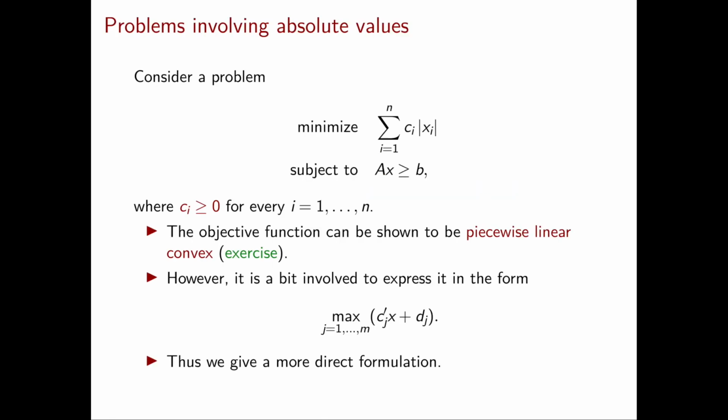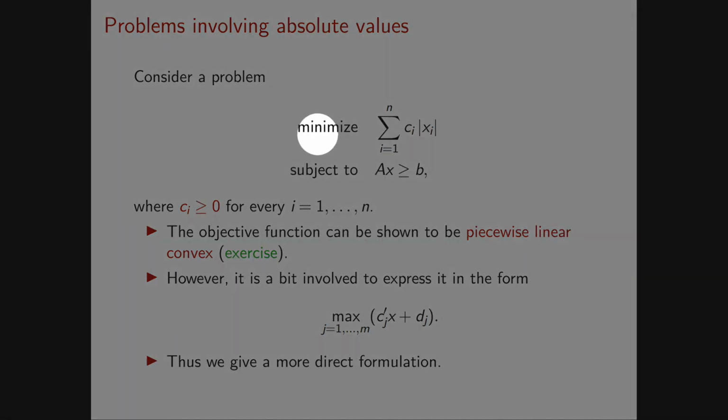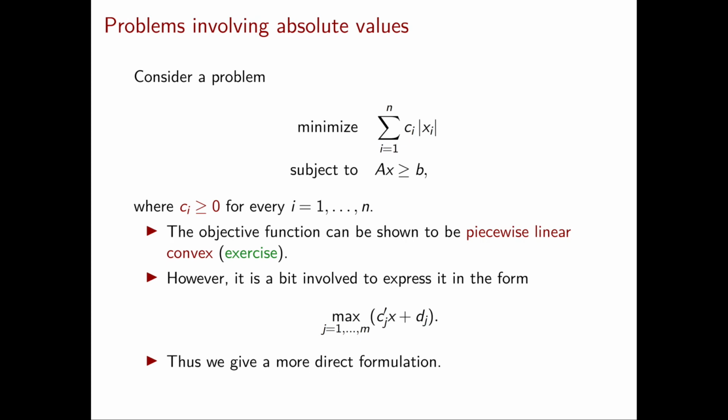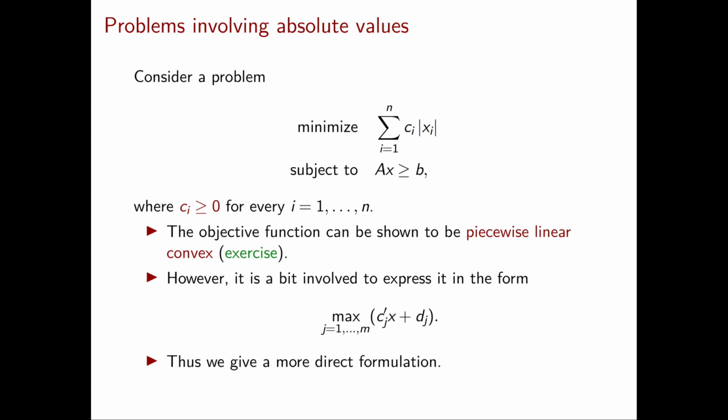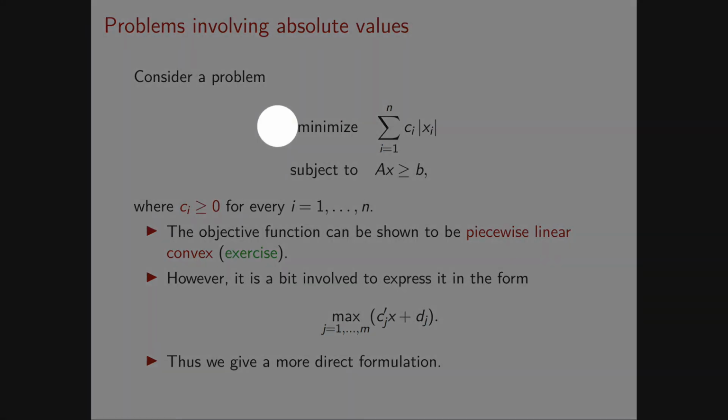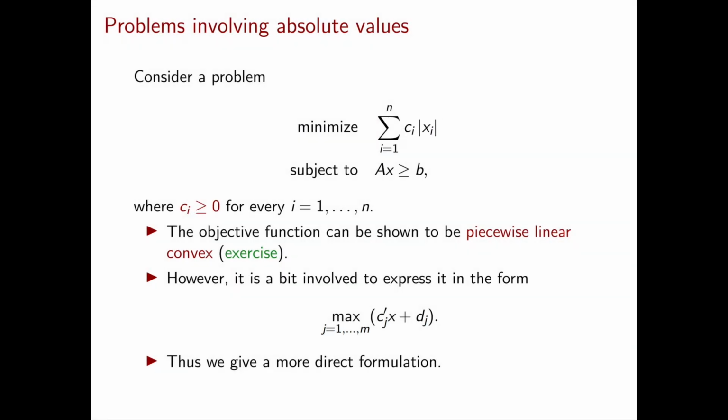Next, we're going to see optimization problems involving absolute values. Let's have a look at an optimization problem of this form. We're minimizing the sum of c_i times the absolute value of x_i, subject to some linear constraints Ax greater than or equal to b, and we assume that all the c_i's are greater than or equal to 0. Now it can be shown that this is just a special case of what we have just seen, namely that the objective function, the sum of c_i absolute value of x_i, is in fact a piecewise linear convex function.